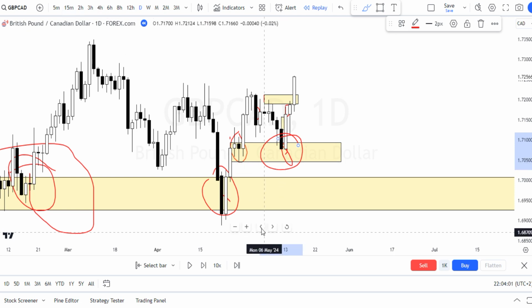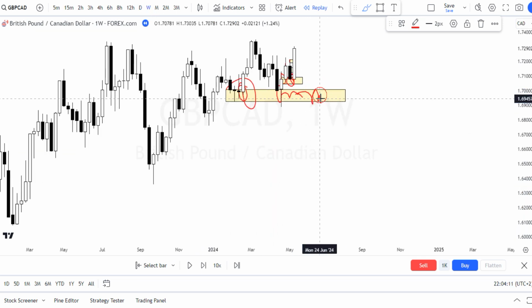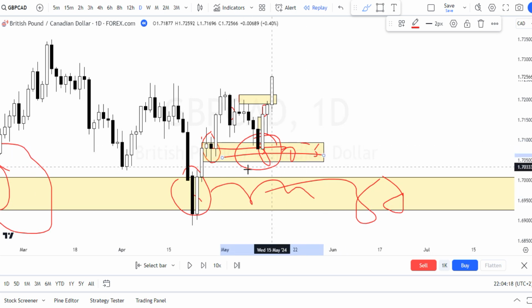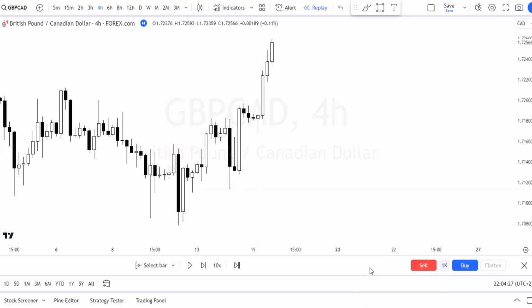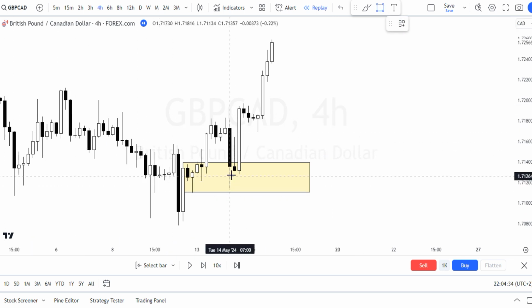So first, in the weekly demand, the buyer was in control. Then in the daily chart, you can see the buyer was in control again. And then of course we're going to buy, so we have to find the buying side order blocks. Now here you can see that this order block worked, and you can make good money.